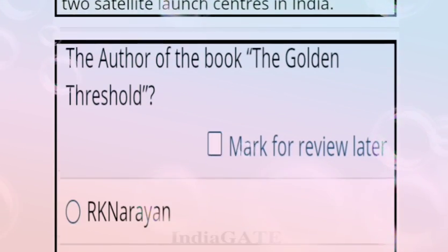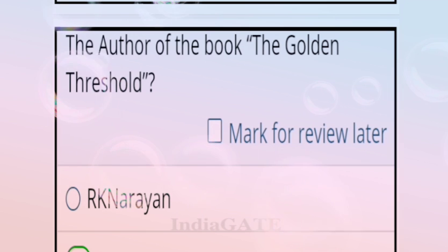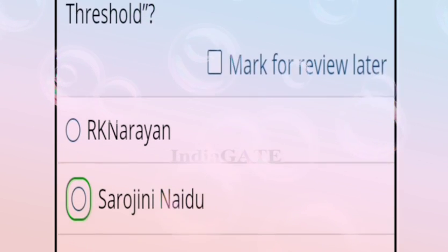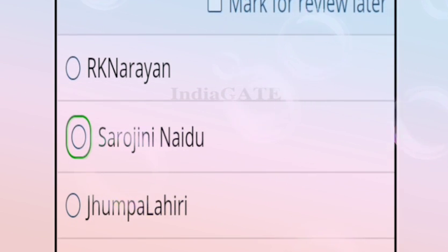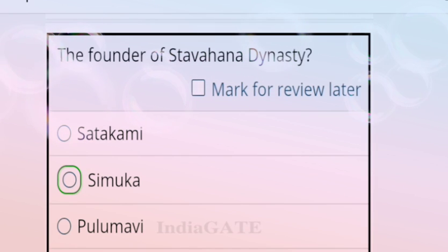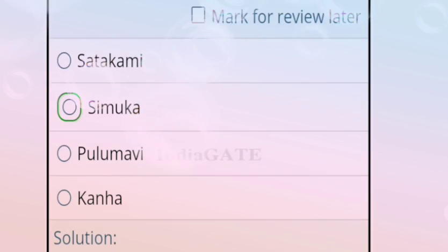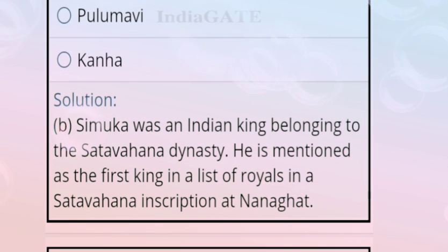Next question. The author of the book The Golden Threshold. So the correct answer is option B, Sarojini Naidu. Next question, the founder of the Satavahana dynasty. So the correct answer is Simuka. And more information: Simuka was an Indian king belonging to the Satavahana dynasty. He is mentioned as the first king in the list of the royals in the Satavahana inscription at Naneghat.